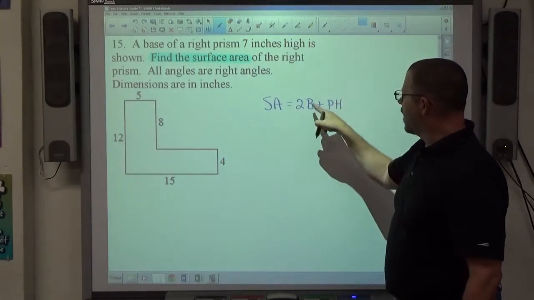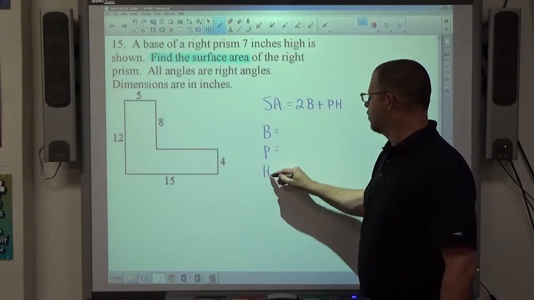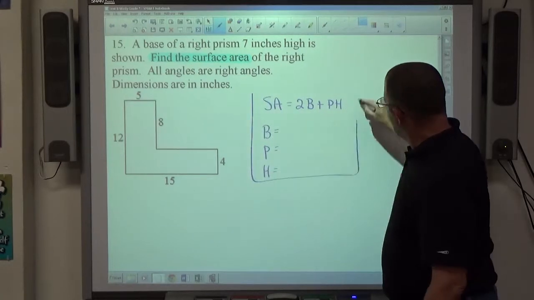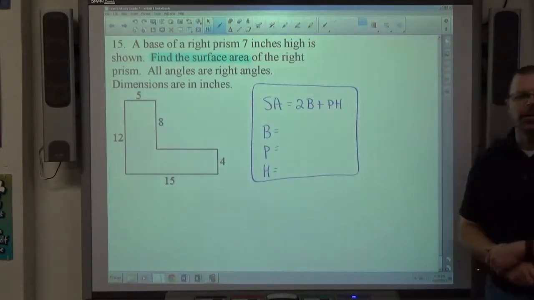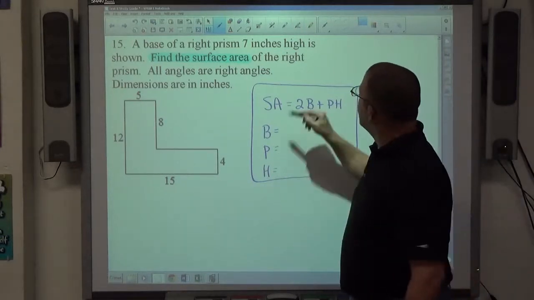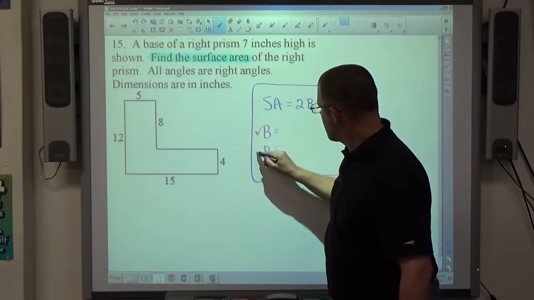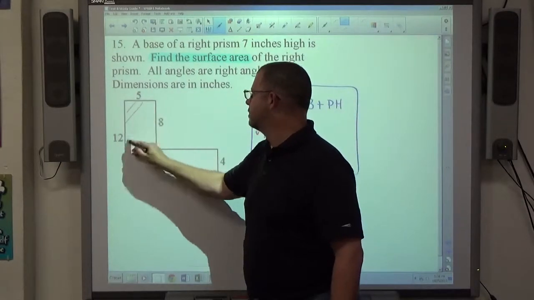My intention is to figure out what B, P, and H equals. So B is equal to something, P is equal to something, H is equal to something. Once I get all the information I need in this box, then I'm ready to evaluate. B and P come from this figure here.